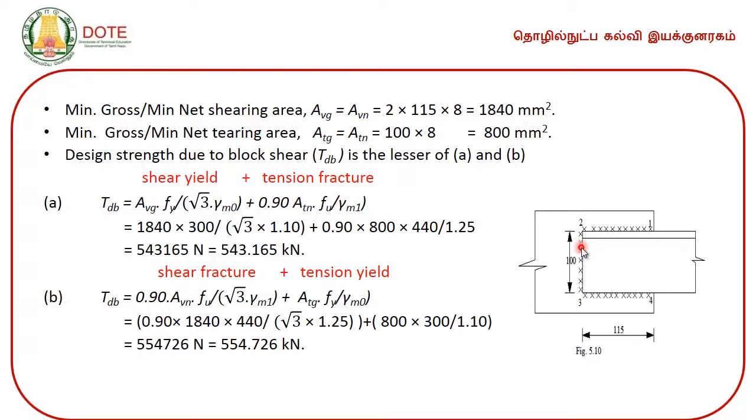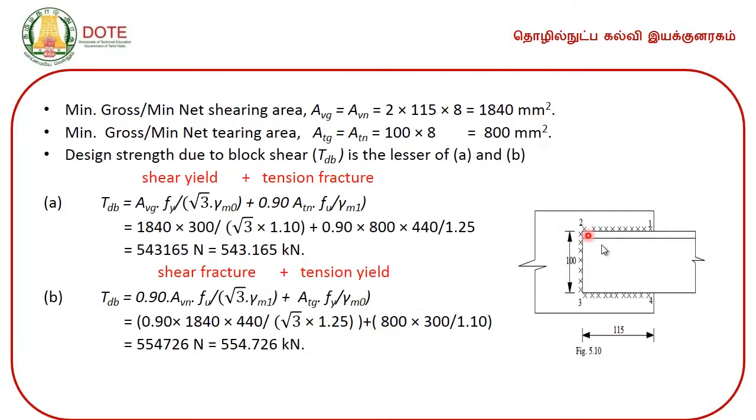So, when you apply force like this, what happens? The planes 1, 2 and 3, 4 shear, perpendicular to that the fracture happens, it tears. Now, the tension area, of course the fracture area, is 100 into 8, which is 800 millimeter square. Again I am repeating, 1, 2, 3, 4 are the shear plane, and 2, 3 is the tension plane. So, we will first take the shear plane in yield and the tension plane in fracture, very simple.